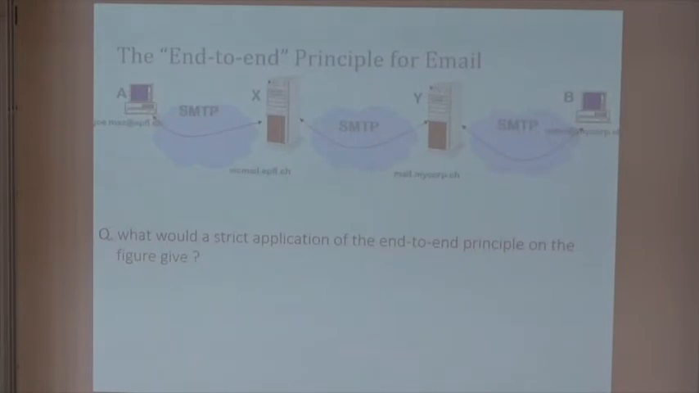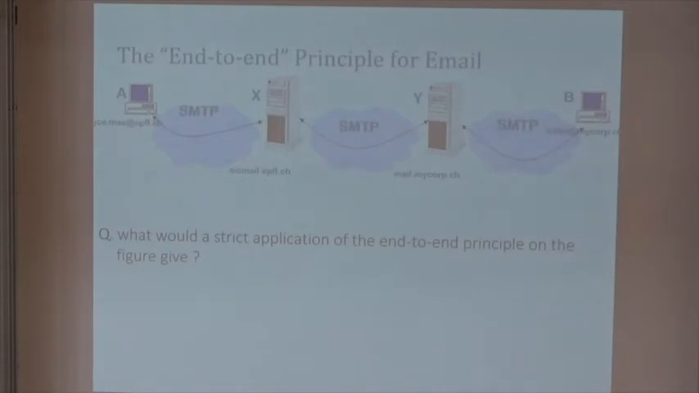Today, when we download the mail, you go to your server, I go to mine, and the mail servers exchange the mails between each other. So they are intermediate systems of the application layer. So they violate the end-to-end principle.